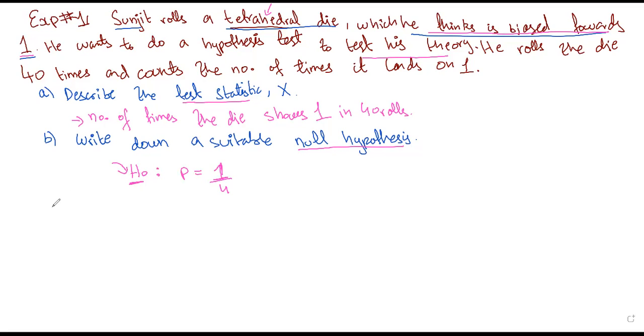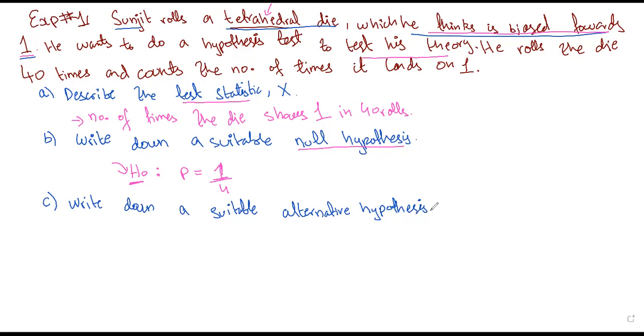Now we have the third part, which says write down. So far, we have not conducted the test. That would be next section. We're just preparing for the test: what would be the null hypothesis, what would be the alternative hypothesis, what the question is about, and stuff like that. So, alternative hypothesis.